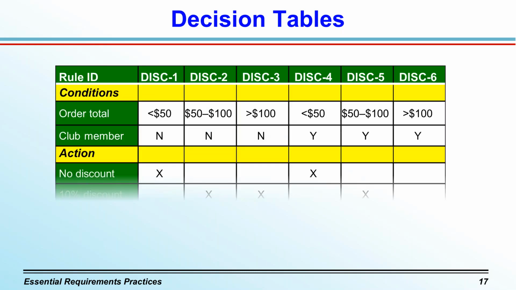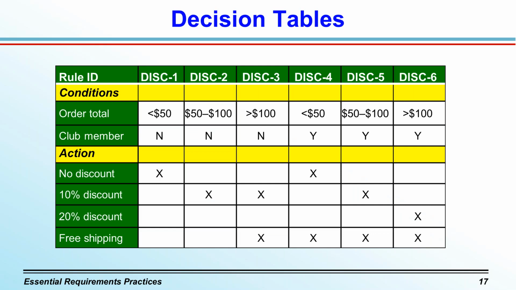Suppose you have an online store and it offers various combinations of discounts and free shipping, depending on the total price of an order and whether the customer is a club member. You could write out all those rules in natural language, but displaying them in the form of a decision table like this is easier to understand. The decision table shows all the possible combinations of conditions and the resulting actions.